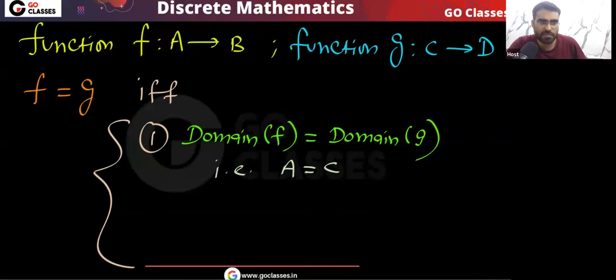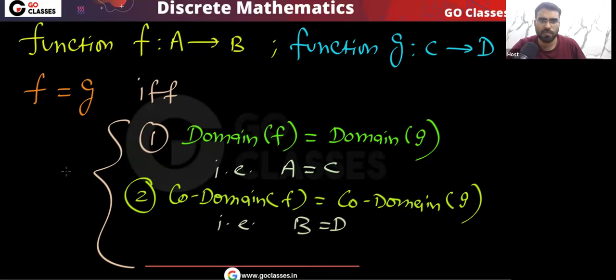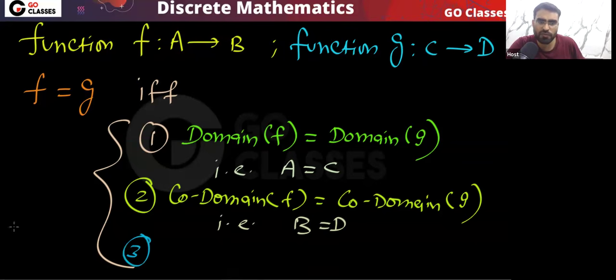What is the second thing? The second thing, codomain must be same. That means B must be same as D. Okay, is this enough to say that these two functions f, g are same? Is this enough? No, this is not enough. The mapping also must be same.